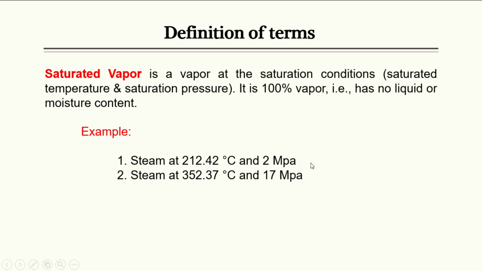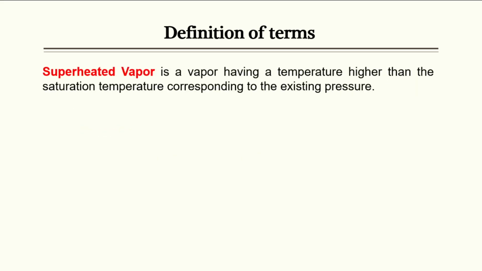352.37. So, ibig sabihin, itong dalawang conditions na to ay saturated vapor. Then, kapag sinabi naman nating superheated vapor is a vapor having a temperature higher than the saturation temperature corresponding to the existing pressure. So, kapag sinabi nating superheated vapor, yung temperature niya is higher than doon sa saturated temperature.